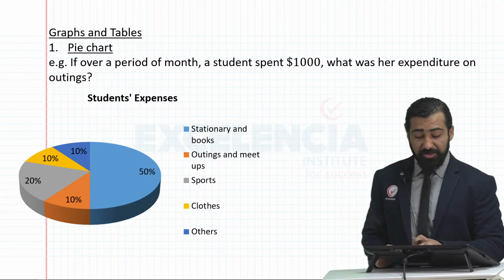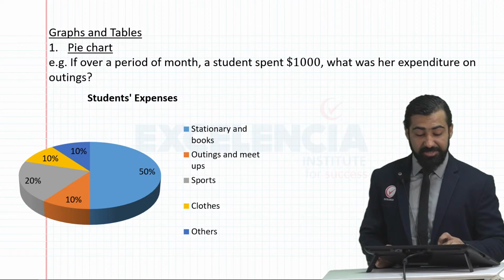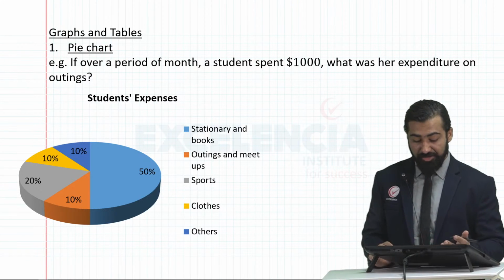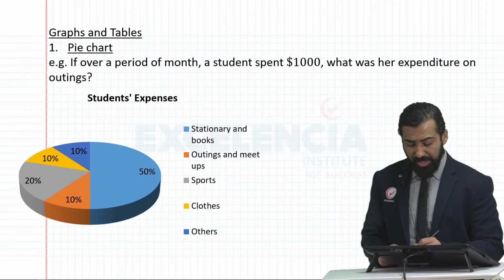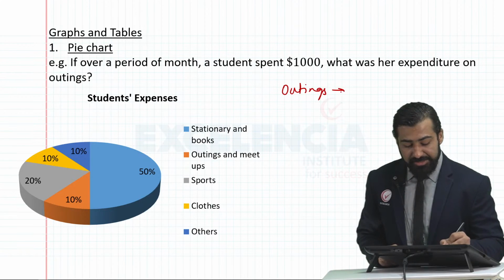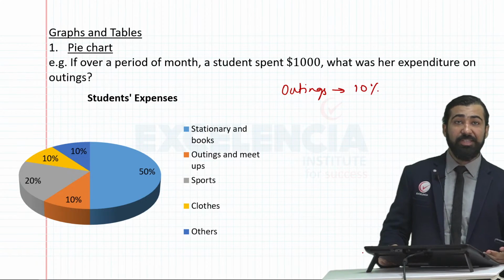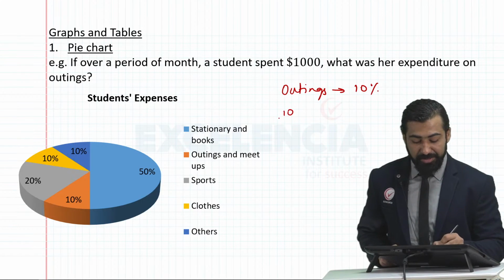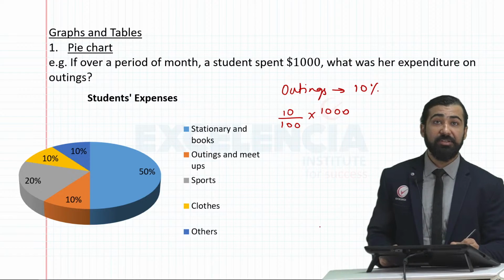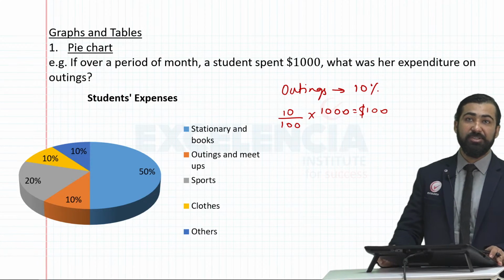The question says, if over a period of months a student spends $1,000, what was our expenditure on outings? So our outings is here. Outings is 10%. I want to know how much amount this came out to be. So 10% out of 100% of $1,000 will come out to be $100. So that means the student spent $100 on outings.